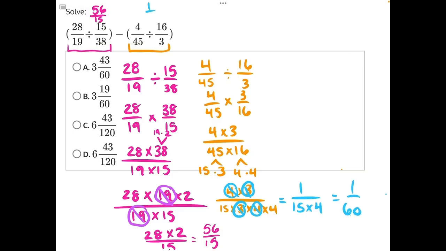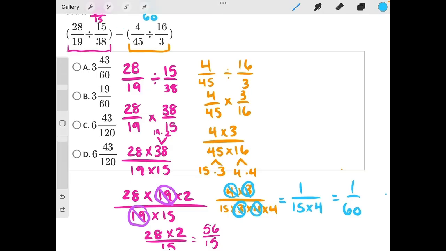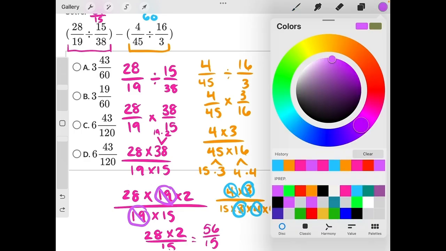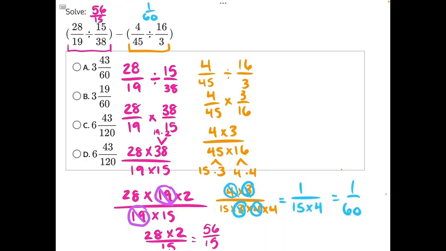Now we can do this subtraction, but before we do that subtraction, we are going to need common denominators because we have currently 56 over 15 minus 1 over 60. So what is that common denominator? Well, the common denominator is going to be 60. And to get that 60, we just found that down here. 15 times 4 gives us 60. So if we multiply this by 4 and this by 4, we will get our new fractions.